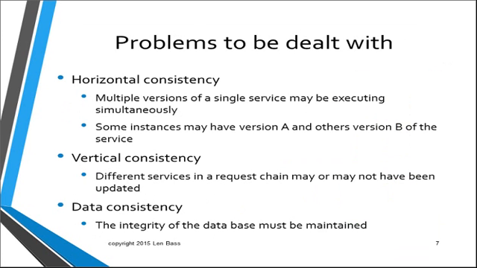Okay, so if you're doing rolling upgrade, what problems do you have to deal with? Well, regardless of whether you're doing rolling upgrade or red-black, you have to have horizontal consistency. With rolling upgrade, you'll have multiple versions of a single service executing simultaneously, some of which may have version A and others version B. That's only a problem with the rolling upgrade. Vertical consistency is a problem with either style. You have different services in a request chain that may or may not have been updated. And data consistency is a problem, again, with either style.